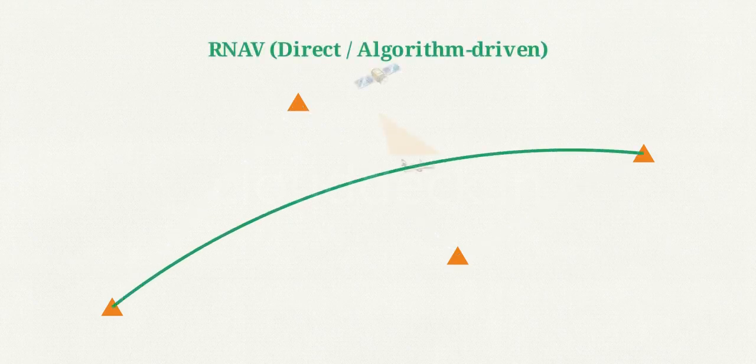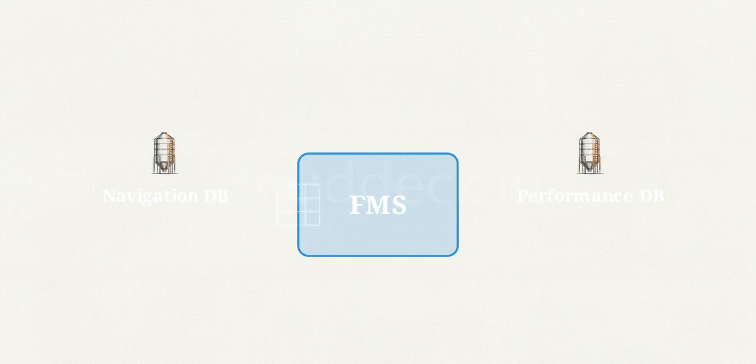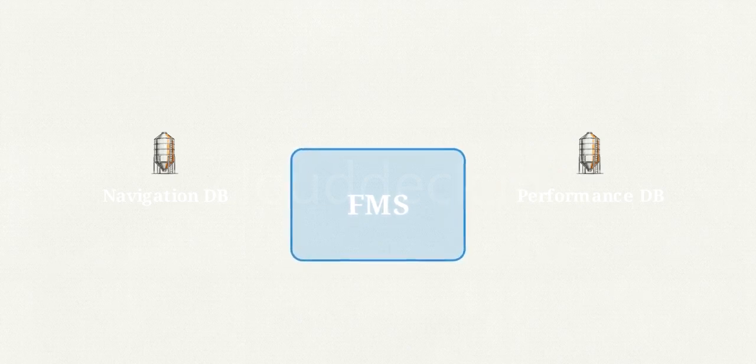Instead of flying zigzag paths from one physical ground radio station to the next, RNAV uses satellite and ground data to compute smooth, direct, algorithm-driven flight paths. This RNAV system is managed by the Flight Management System, which draws from two distinct databases. The navigation database stores route geometry, like waypoints and airways. The performance database holds the aircraft's aerodynamic limits, thrust configurations, and fuel flow data.